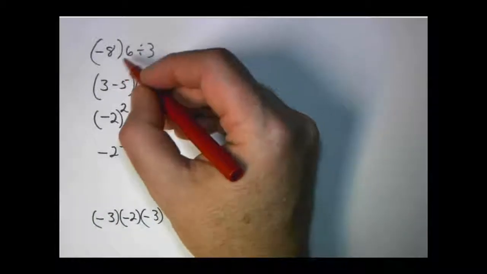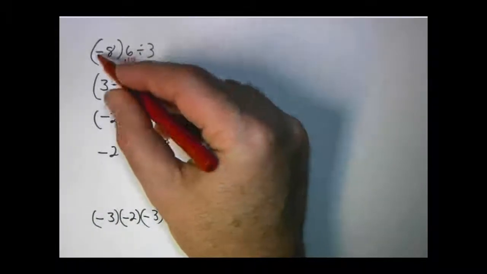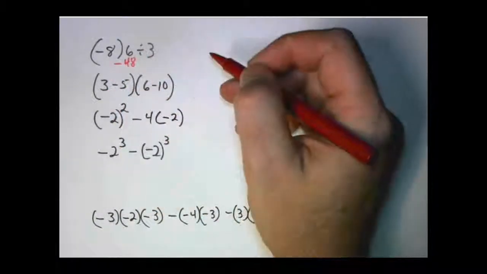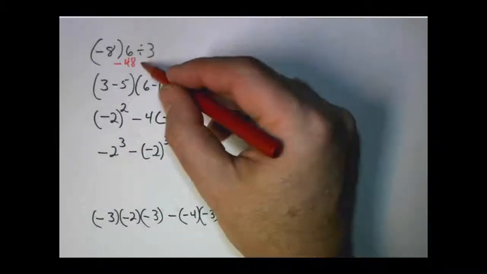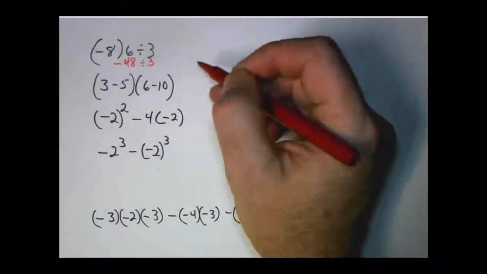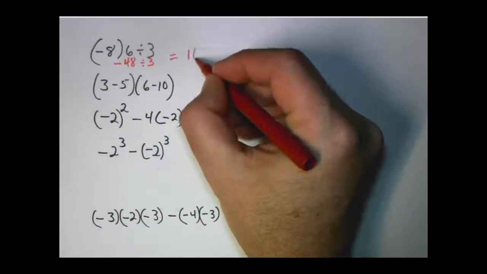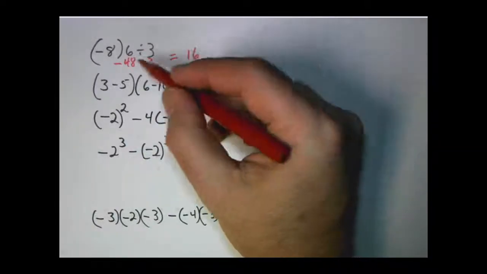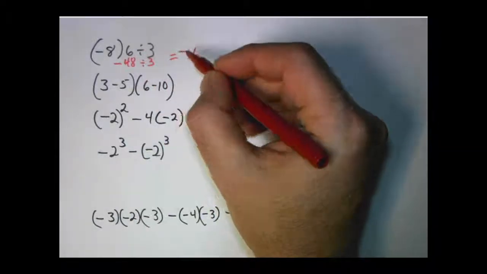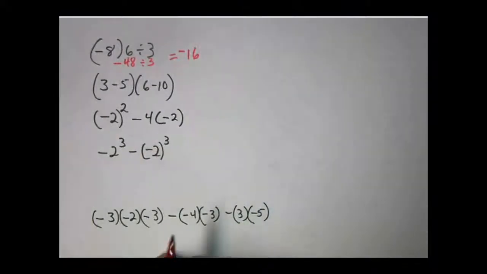So 6 times 8 is going to be 48. It's going to be minus, okay? And then we haven't done anything with the divide by 3 at this point. So 48 divided by 3 is going to give us 16. And how many signs? 1, correct. So we have minus 16.